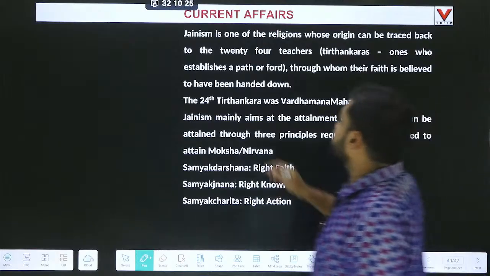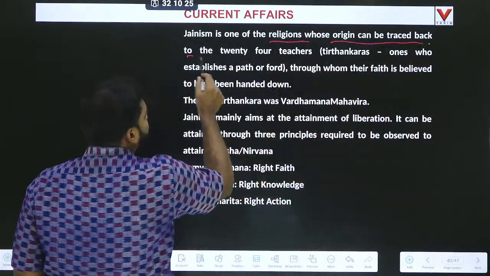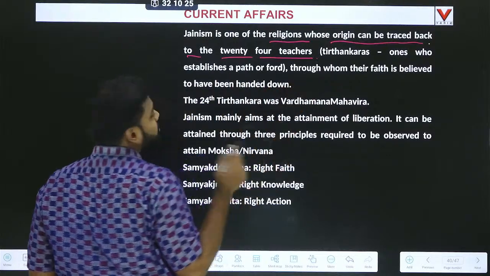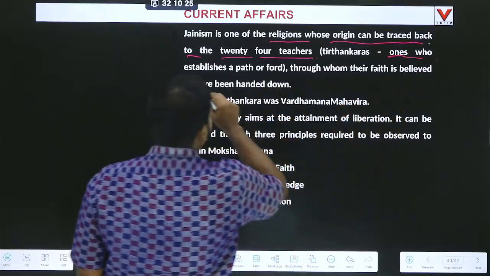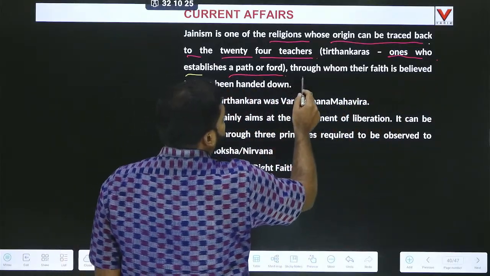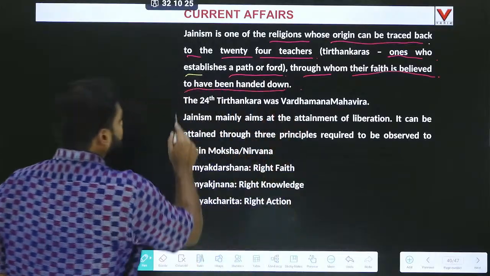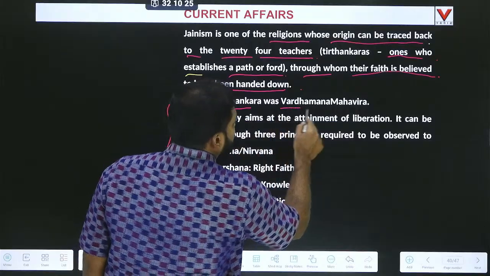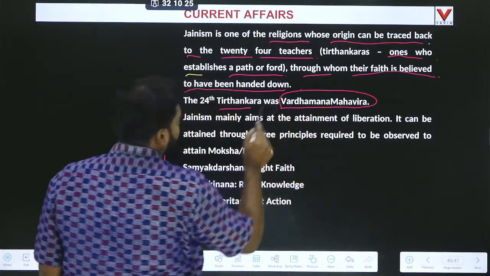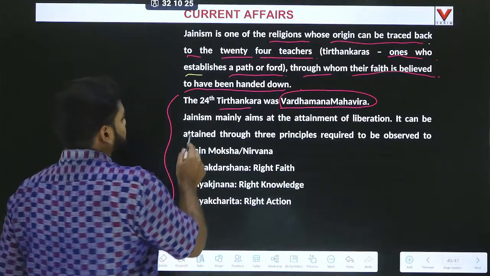Jainism is one of the religions whose origin can be traced back to the 24 teachers, the Tirthankaras. A Tirthankara is one who establishes a path or ford, through whom their path is believed to have been handed down. The 24th Jain Tirthankara was Bardhaman Mahavira. Before him, there were 23 Tirthankaras.